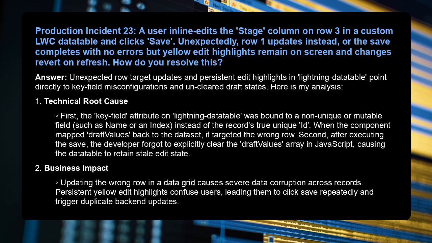1. Technical root cause. First, the key field attribute on Lightning Datatable was bound to a non-unique or mutable field such as name or an index, instead of the record's true unique ID. When the component mapped draft values back to the dataset, it targeted the wrong row. Second, after executing the save, the developer forgot to explicitly clear the draft values array in JavaScript, causing the datatable to retain stale edit state. 2. Business impact. Updating the wrong row in a data grid causes severe data corruption across records.